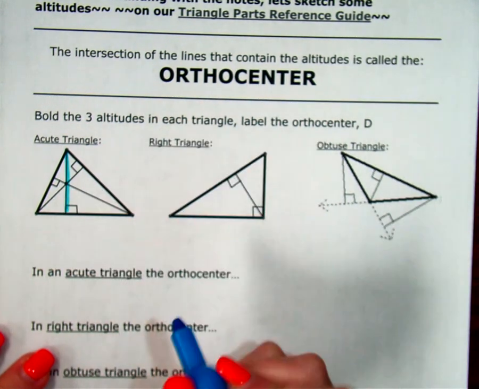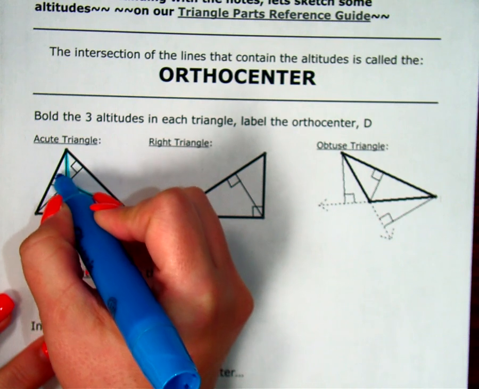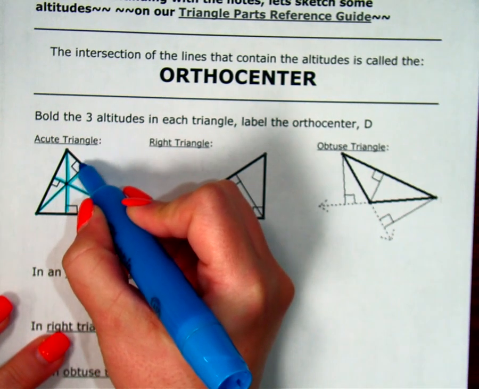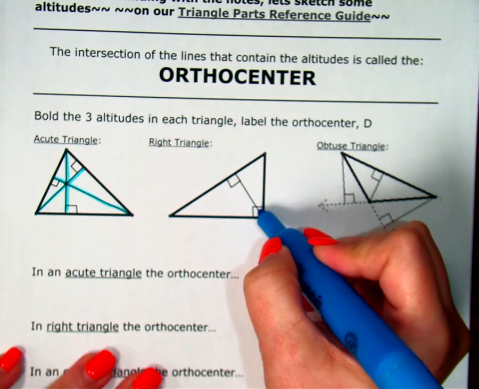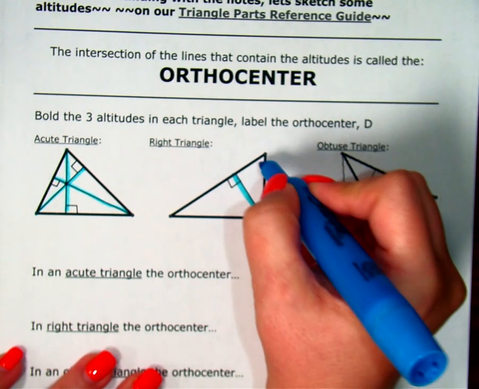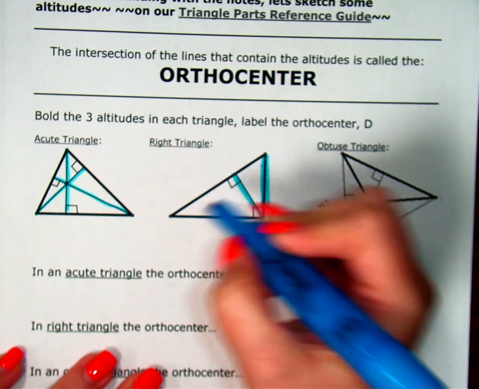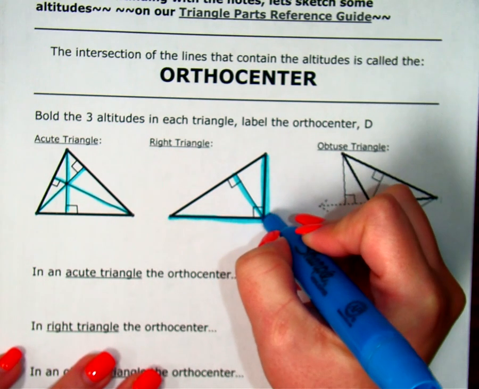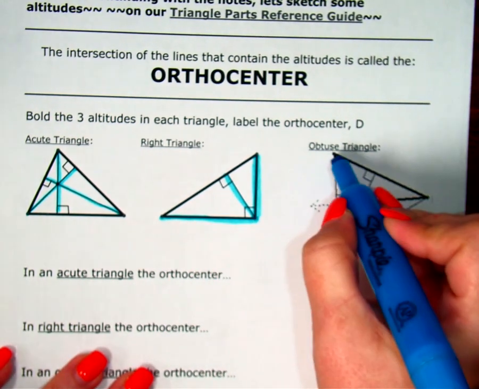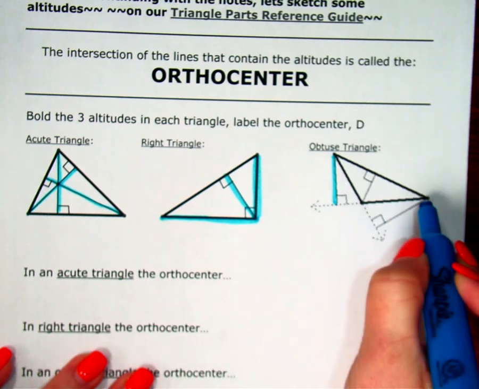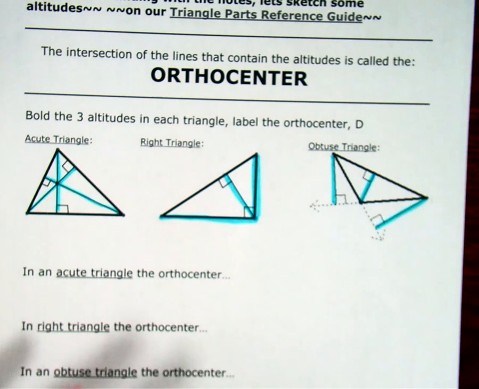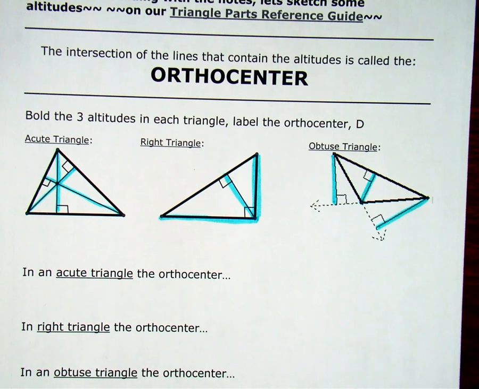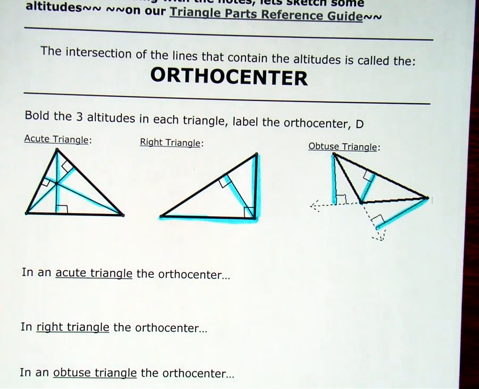My altitude, 1, hits at the 90-degree angle, hits at the 90-degree angle, hits at the 90-degree angle. Okay, my right triangle, this one's easy to see, but the other 2, remember, are the sides that come together at your 90-degree angle. And then on my obtuse triangle, 2 of the altitudes will be outside the triangle, and 1 will be inside. The one that comes from the obtuse angle will be inside. That's a little blurry. There we go.